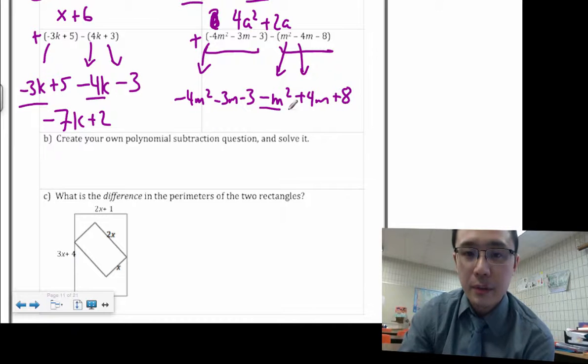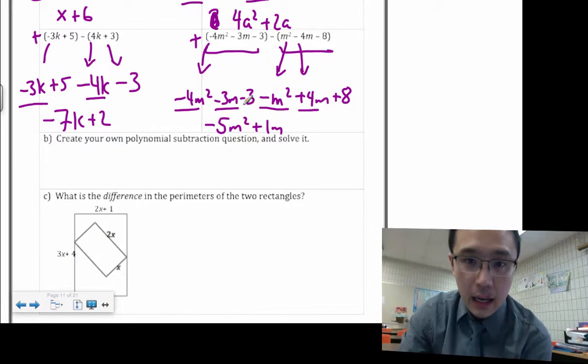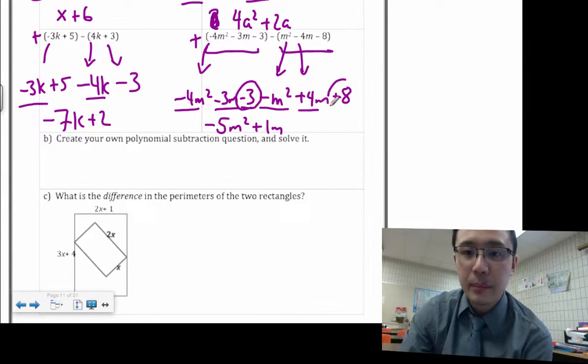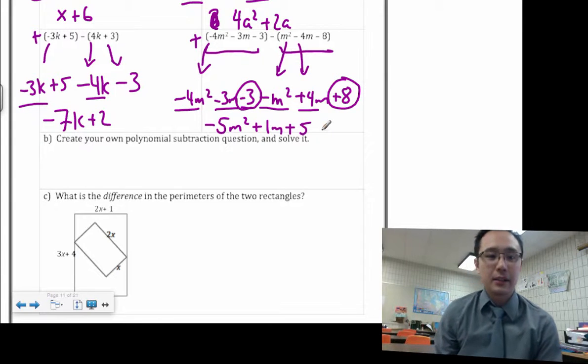And then collect like terms. Here's 1, there's 2, so negative 5m squared. And then here's 1, here's 2, so that's going to be plus 1m. Negative 3 plus 4, that's a positive 1. Negative 3 and plus 8, that's going to be plus 5. So there's your trinomial as an answer.